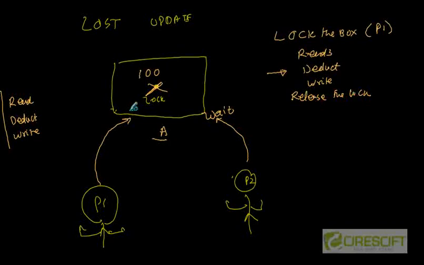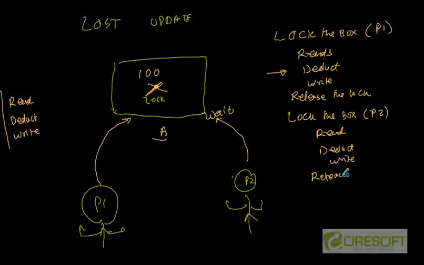When he releases the lock, that means the box is again free now. So P2, who is waiting, says, well, I can enter now. Then P2 is going to lock the box. This is done by P2, right? And then P2 is going to read, deduct, write, and once it's finished, he is going to release the lock.